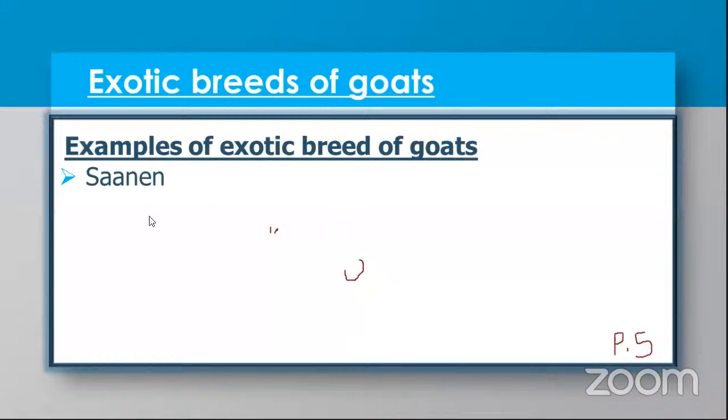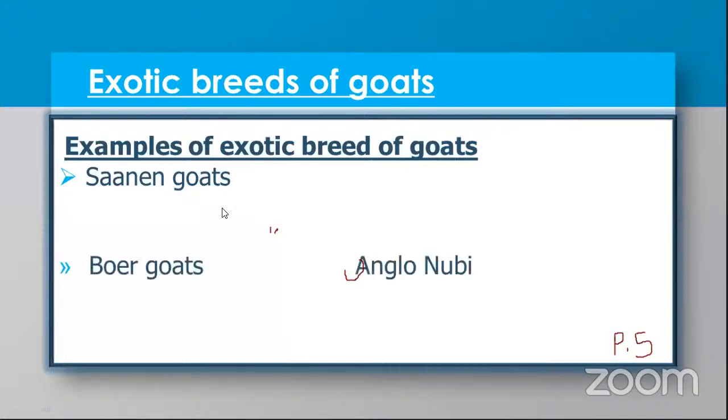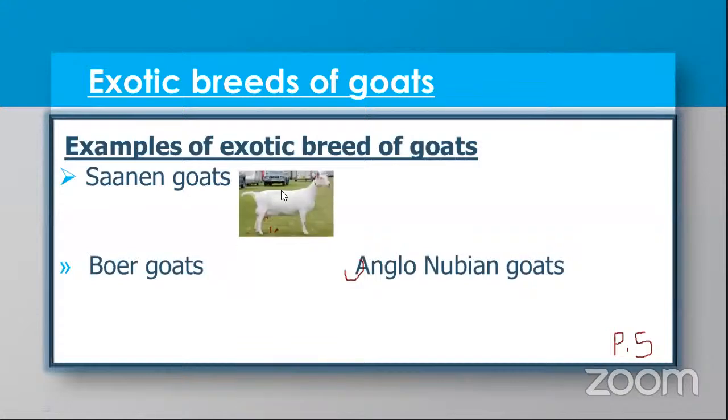Another one we have, we are still continuing. Somebody talked about the Sanen goats. Then we also talked about the Boer goats and the Angora Nubians. So I have also the picture of the Sanen. When you look at Sanen goats, they are white in color. They also have very short horns if you look at them. This is the Sanen goats.